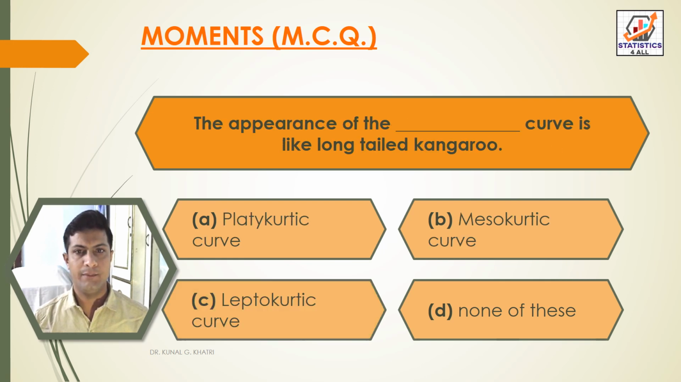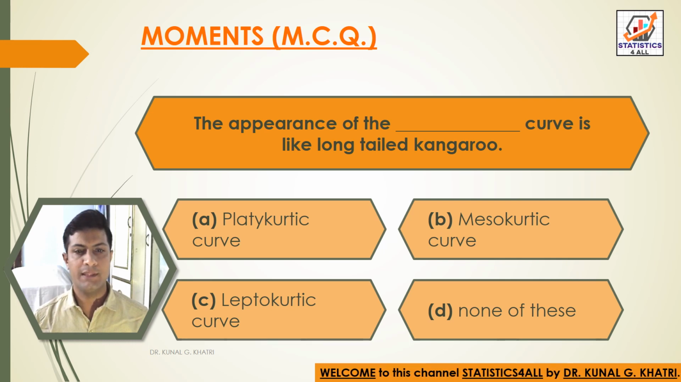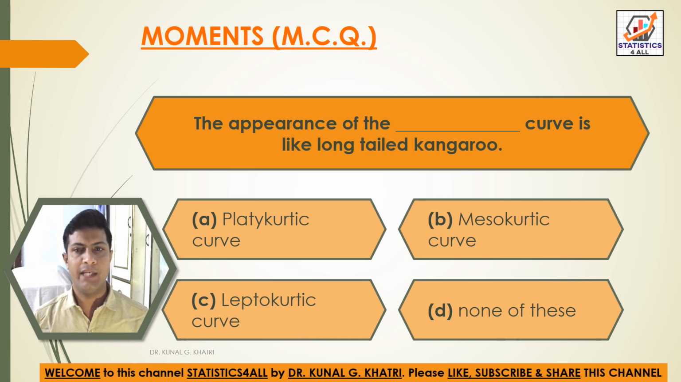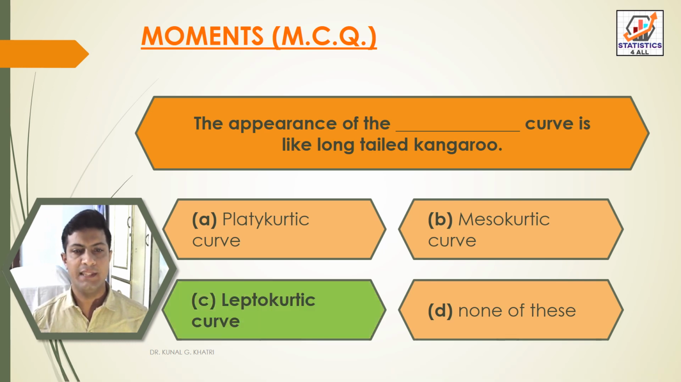Next question. The appearance of the dash curve is like long-tailed kangaroo. Option A platykurtic curve, option B mesokurtic curve, option C leptokurtic curve, and option D none of these. So here we have answer option C leptokurtic curve. The appearance of the leptokurtic curve is like long-tailed kangaroo.